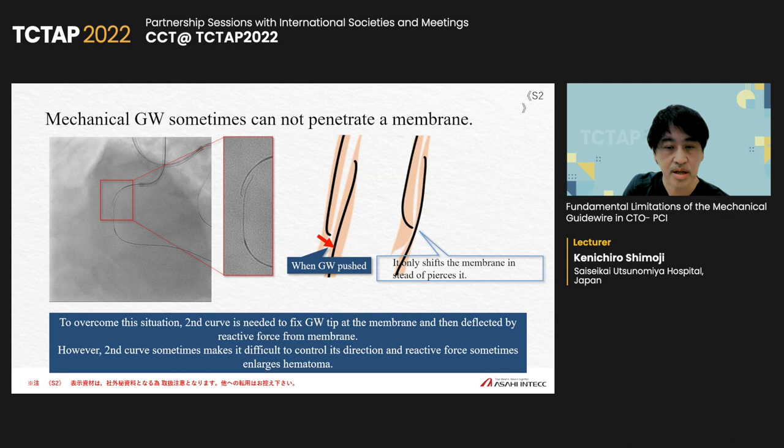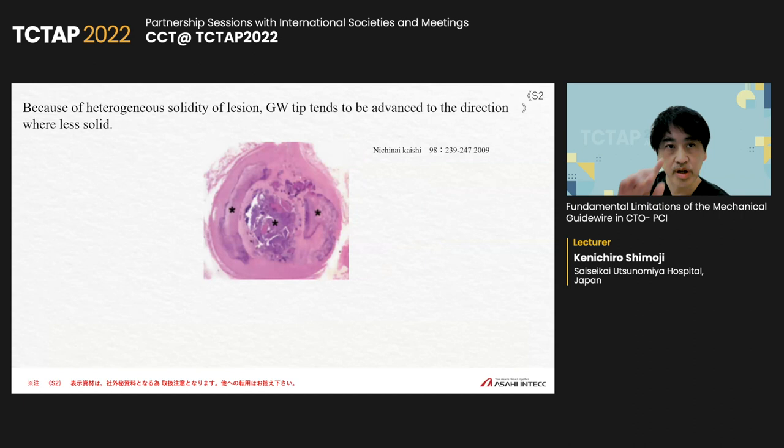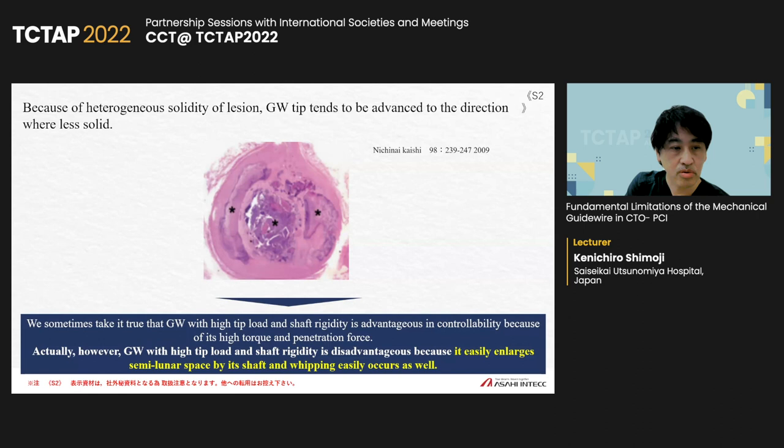The last issue is the limitation of wire penetration force. Because of the heterogeneous solidity of the region, the guide wire tip tends to advance in the direction where it is less solid. So we sometimes take it as true that a guide wire with higher tip and shaft rigidity is advantageous in controllability because of its high torque and penetration force. Actually, however, a guide wire with high tip load and shaft rigidity is disadvantageous because it easily enlarges the subintimal space by its shaft.